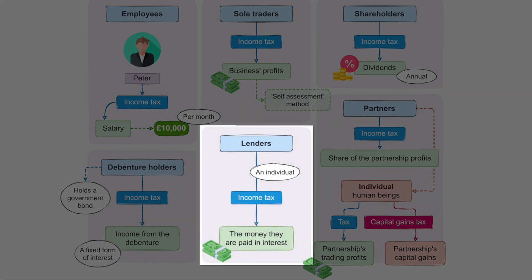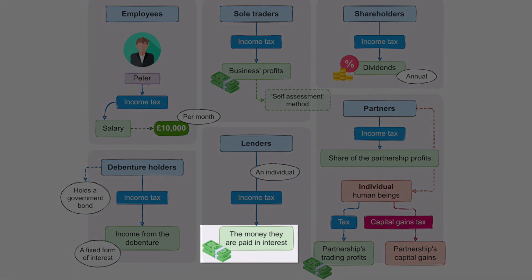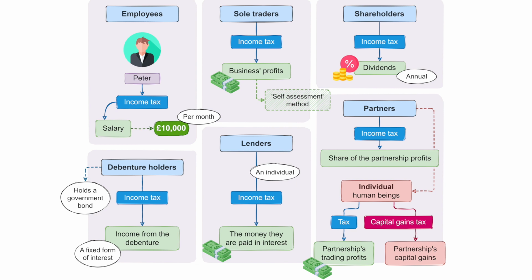Now, where a lender is an individual and loans money to another person, the Income Tax, Trading and Other Income Act of 2005 requires the lender to pay income tax on the money that they're paid in interest. Now, the other important point is debenture holders. So a debenture holder, like someone who holds a government bond, is paid a fixed form of interest, which constitutes a form of income from the debenture. Accordingly, a debenture holder also has to pay income tax on this interest.